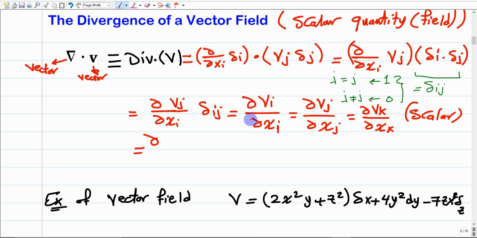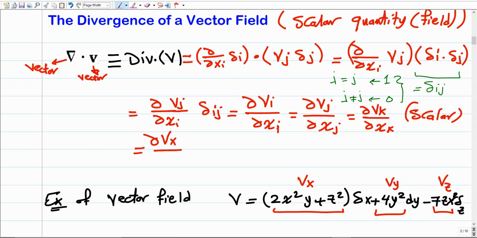Why are we adding these multiple terms, x and y and z? Because I is a dummy index. I is repeated. The same thing for j, it is a dummy index. K is a dummy index. So if we assume that I is x, it should be Vx. What is Vx? This is the x component of the vector field. This component should be the Vy. This component should be the Vz component.